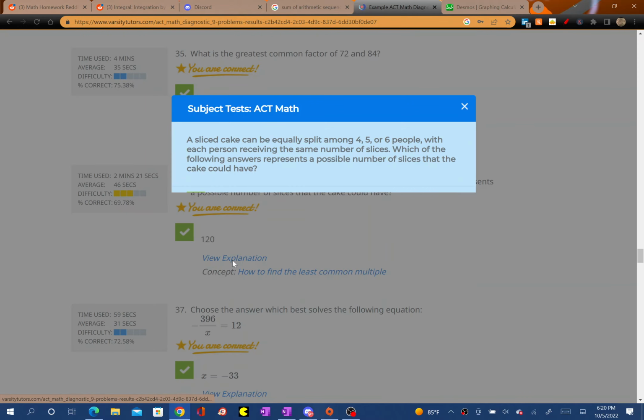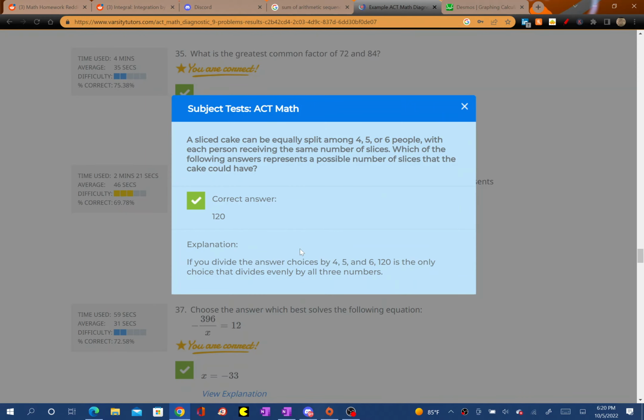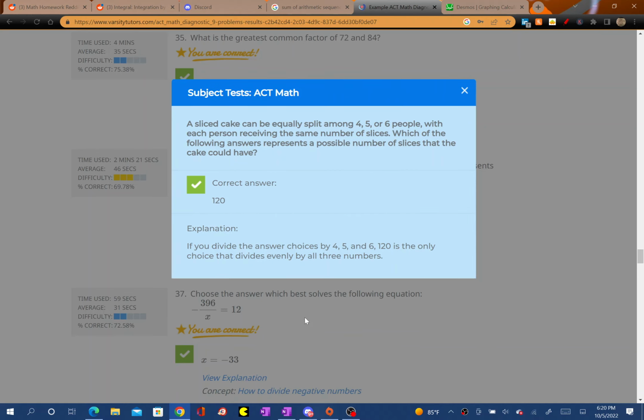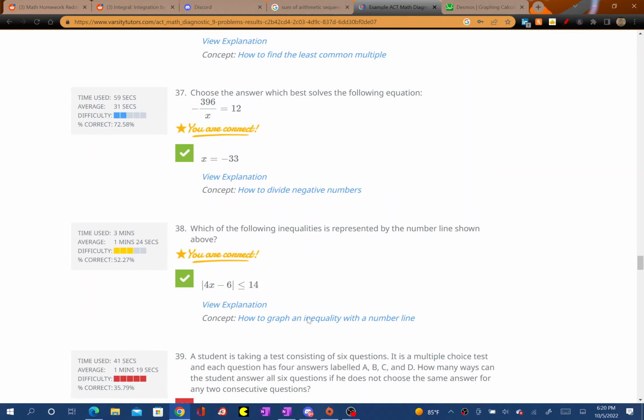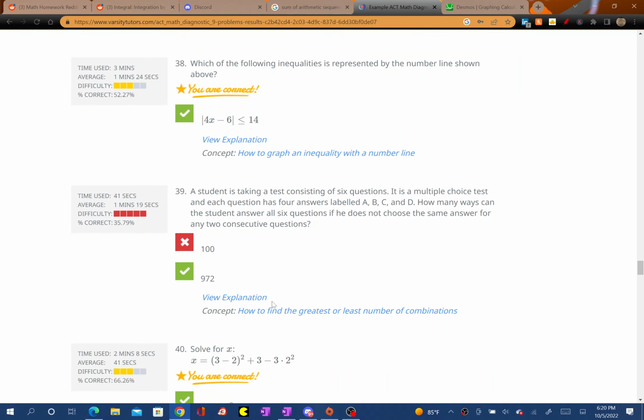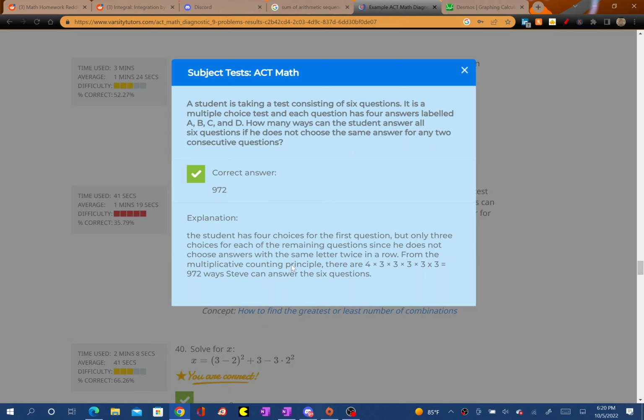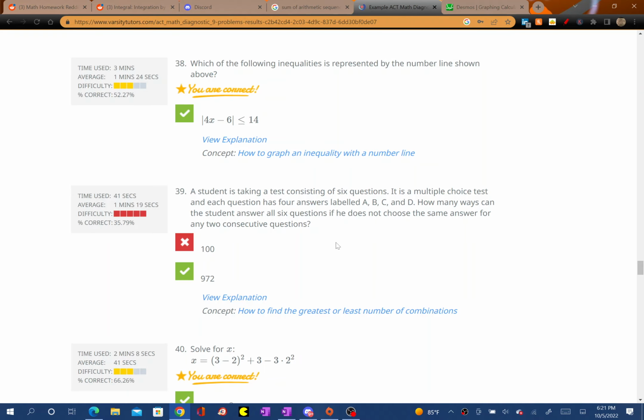This one I literally guessed on. Yeah. You have to find a number that divides evenly by all these three numbers, I guess. That was a tough one. I didn't really get it. How many ways can the student answer all 6 questions if he does not choose the same answer any? Yeah, I feel like that was probability.